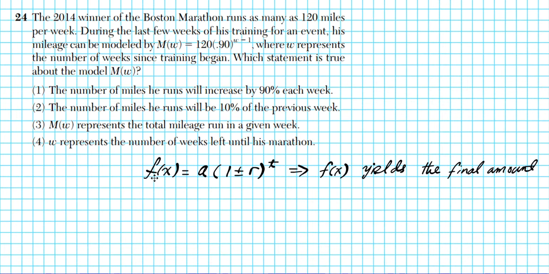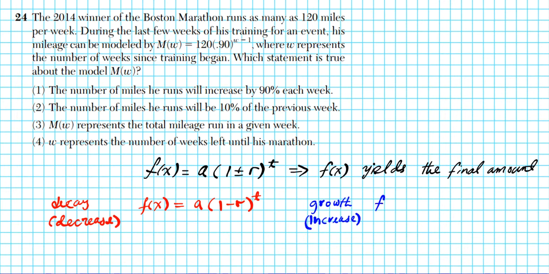Now, we can split this formula into two cases. One is decay or decrease, and the other is growth. So we have an exponential decay scenario where the amount decreases with time. In that case, we have f of x equals a times 1 minus r to the t. So you have 1 minus r. Now, in the other case, we have growth. In that case, we are going to be having an increase.